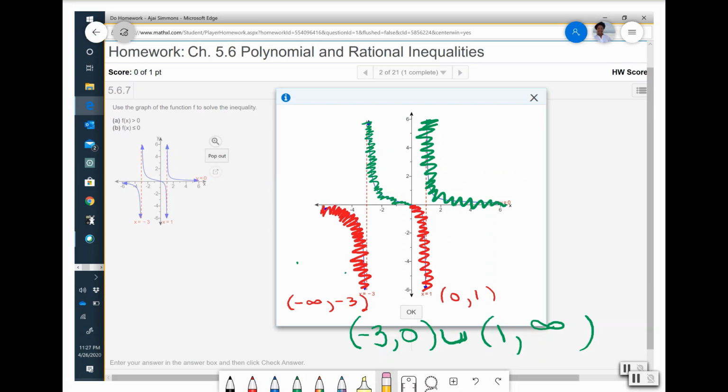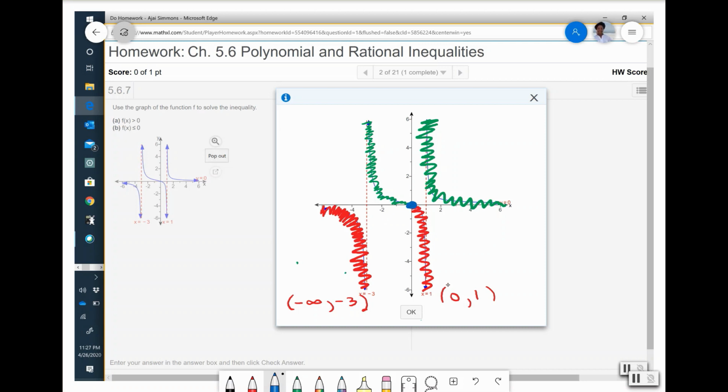Now let me erase the green part so you can understand what I did wrong on here. Okay, so we're looking at the red part, right? So it goes from negative infinity to negative 3. So it doesn't touch negative 3 because negative 3 is an asymptote, right? We learned that. And the graph never touches the asymptote. But then if you look at the second part, it starts at 0. Right here, it starts at 0 right here. And it actually touches at 0 because we want less than or equal to. Because it says less than or equal to, I should actually include the number 0 right here.